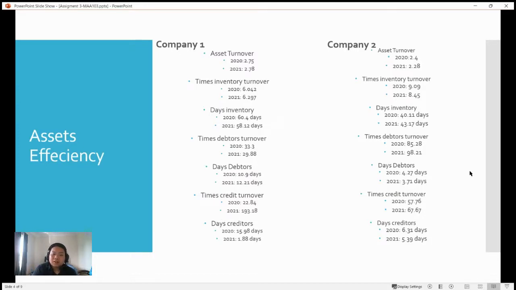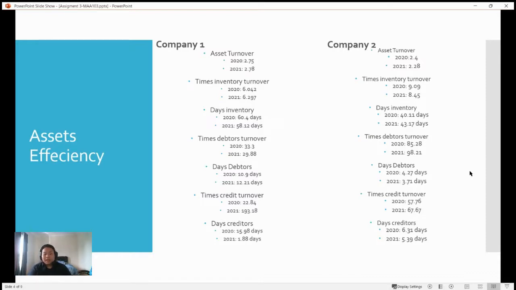Next, inventory turnover times and days inventory. What does that mean? The times is how many times they turn over their inventory for the business to run, and days is basically how many days they require to turn over the inventory. As you can see here, company one does a lot worse than company two, because company one only does 6 times, which means 60 days, 58 days. But company two, on the other hand, is doing 9 times, 8 times per year. So the days are 40 to 43.